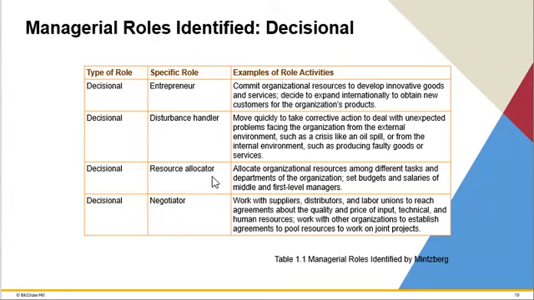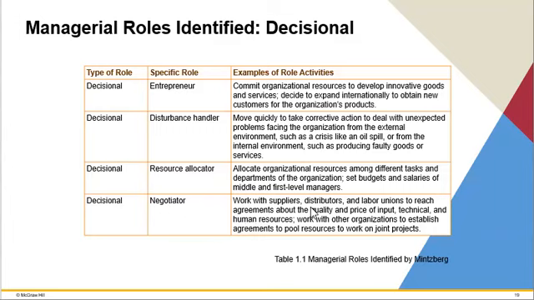Then kita ada resource allocator. Okay, to allocate the resources lah basically. So what can happen? They allocate organizational resources among different tasks and departments of the organization, set the budget itself, the salary of the middle and first level managers. So ingat tadi resources yang banyak-banyak tu, they need to allocate all those resources and make decision on that lah. Okay, bayar gaji berapa, siapa buat kerja apa, guna software apa, guna machinery macam mana. Tu contoh resource allocator.